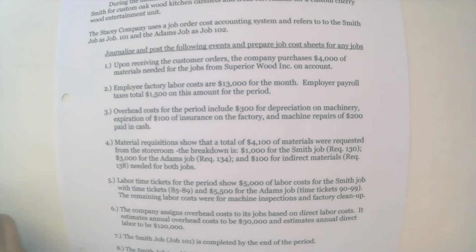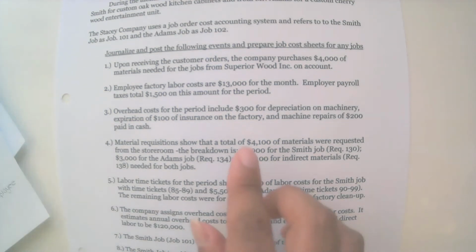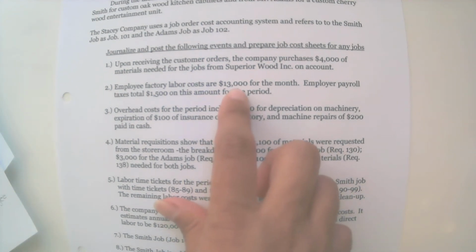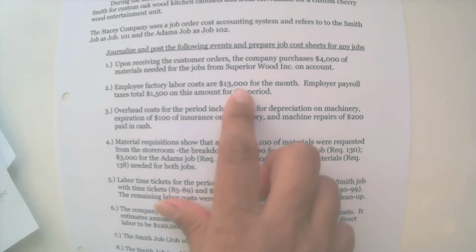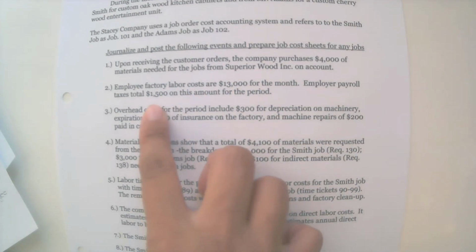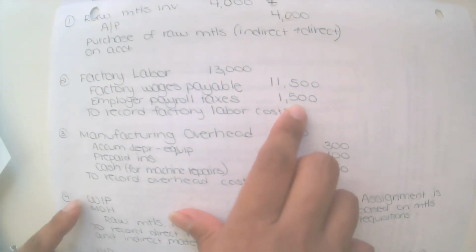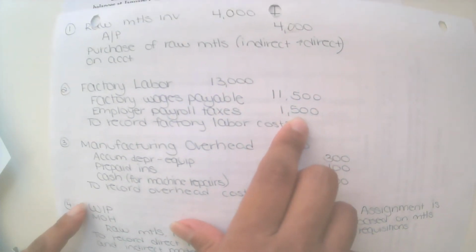Let me see if there's any tough journal entries. Number 2 might have been a little tough. I tried to give you this in the notes. This is your gross amount. Employer payroll taxes were $1,500. So you should have gotten factory labor of 13, employer payroll of 1,500. Okay.